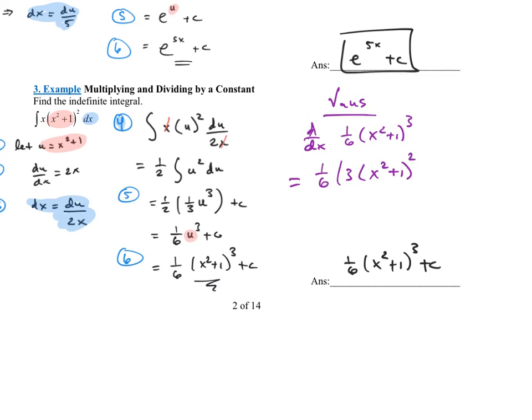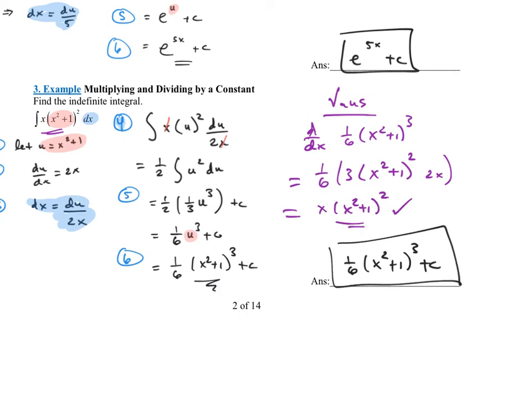Then we need the derivative of the inside, don't forget the chain rule part of it. The derivative of x squared plus 1 is that 2x. When we simplify all of that, we would have a 3 times a 2x, which would be a 6x, divided by 6 would just be x, so we'd be left with x times x squared plus 1 quantity squared. Look at the original problem, they're exactly the same, so we know we have the right answer.